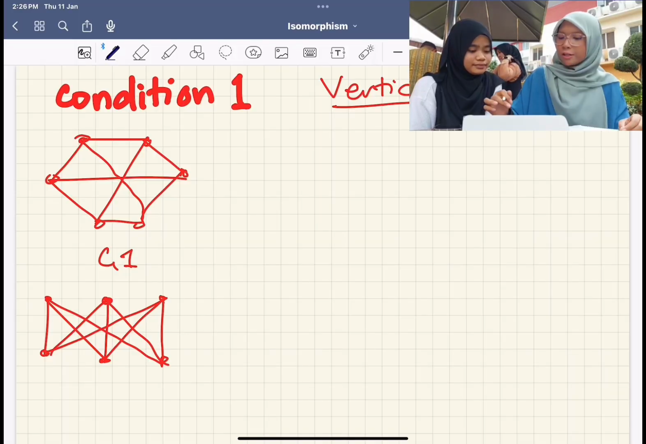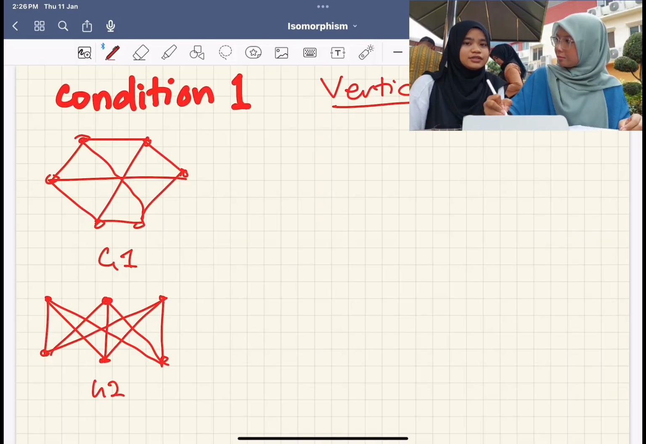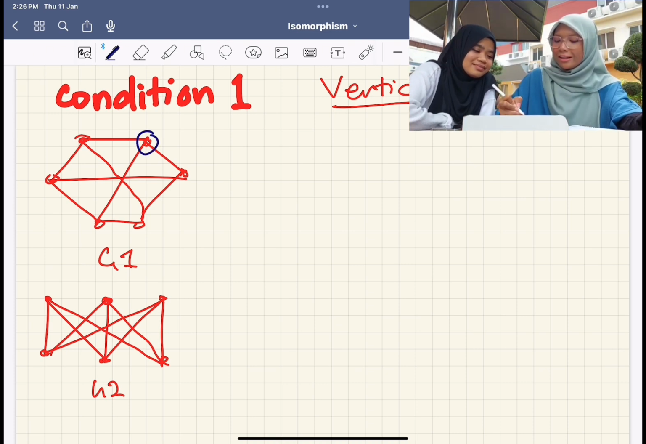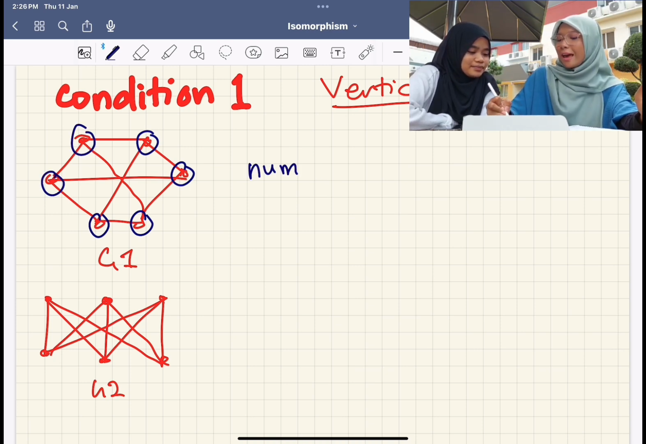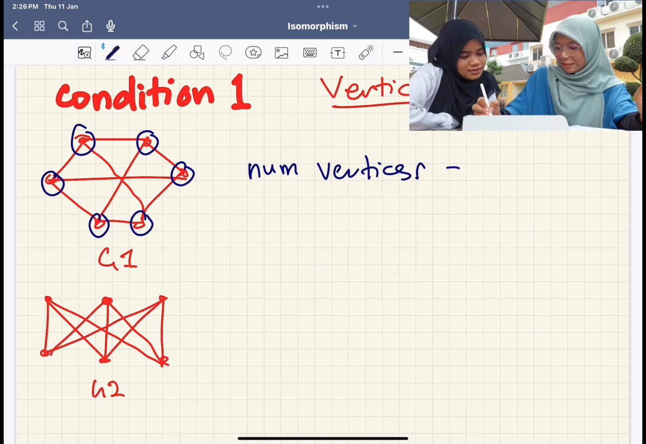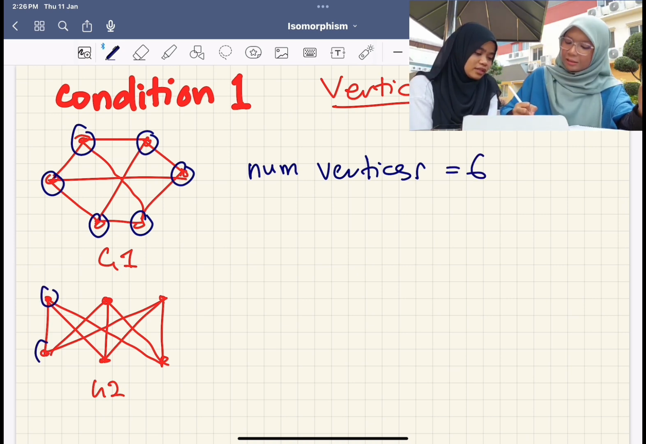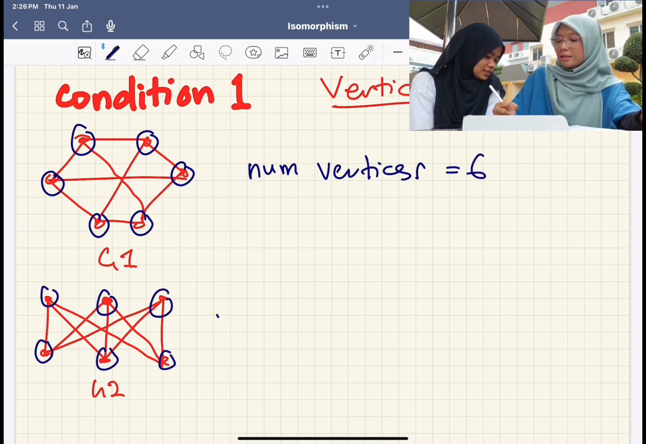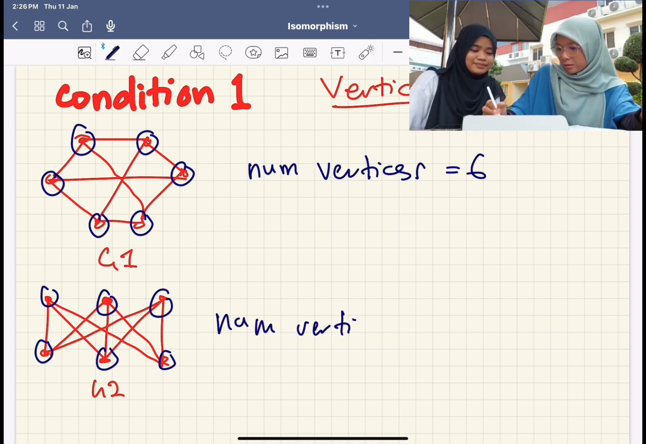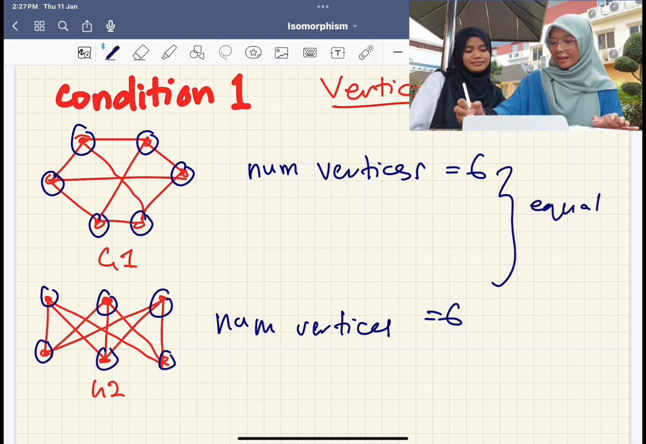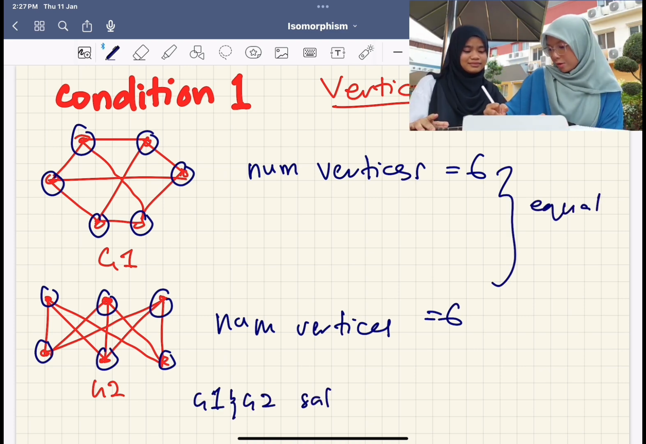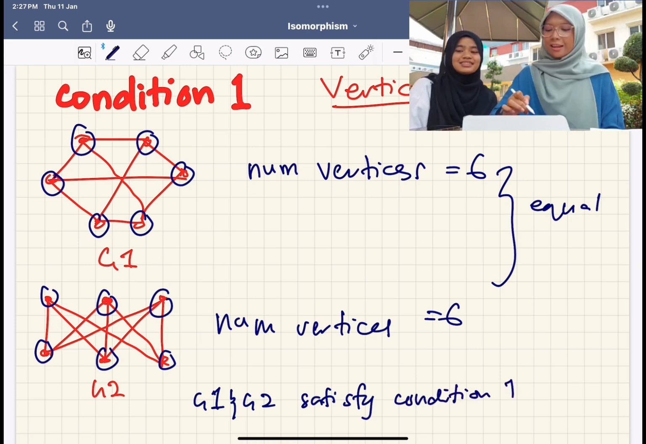Yeah. Let's go. Condition 1 is about what? Condition 1 is to check the number of vertices. Yeah, vertices. For graph 1, the first one is 1, 2, 3, 4, 5, 6. So for the number of vertices, we have 6 vertices. And then how about this one? We have 1, 2, 3, 4, 5, 6. We have number of vertices of 6. So it's equal. So we can say that G1 and G2 satisfy condition 1. Okay, let's move on.